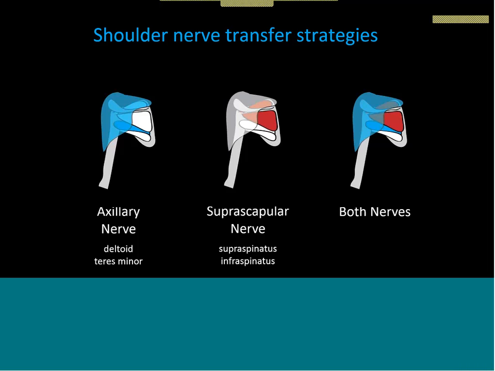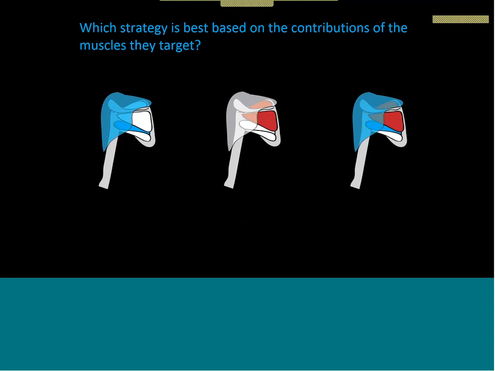Clinically, the conventional wisdom is that restoring to both nerves is preferable when that's possible, but due to the extent of traumatic injury, sometimes that's not possible, and a choice can be made between either the axillary nerve or the suprascapular nerve as a target. So our question is, which strategy is best based on the contributions of the muscles that they target?